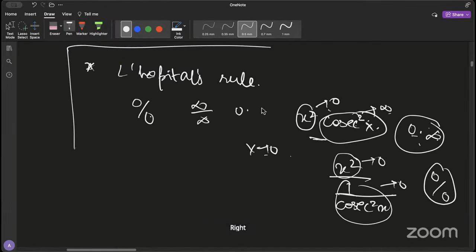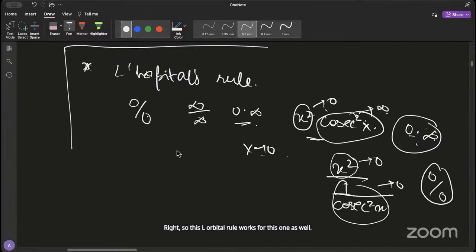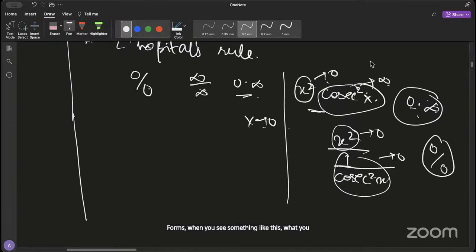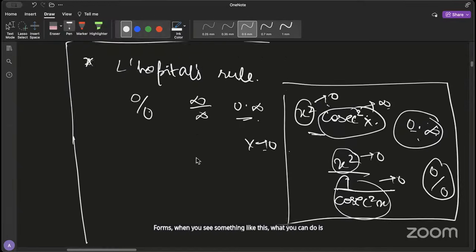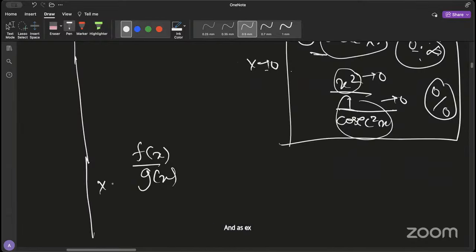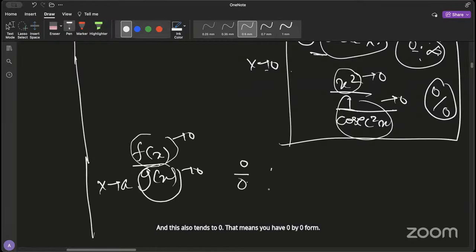So this L'Hopital's rule works for this one as well. For these kinds of forms, when you see something like this, what you can do is, let's say you have f(x) by g(x), and as x tends to a, this tends to 0, and this also tends to 0. That means you have 0 by 0 form, right?